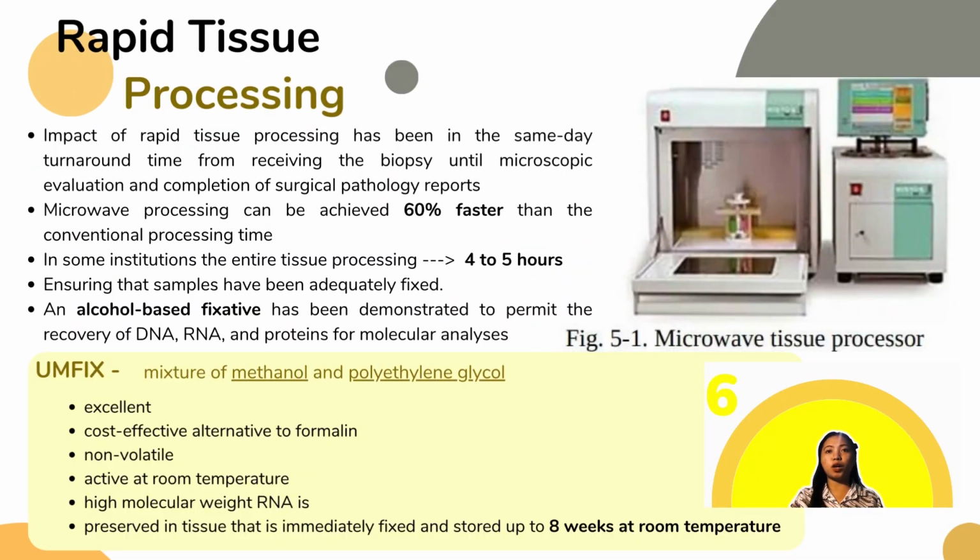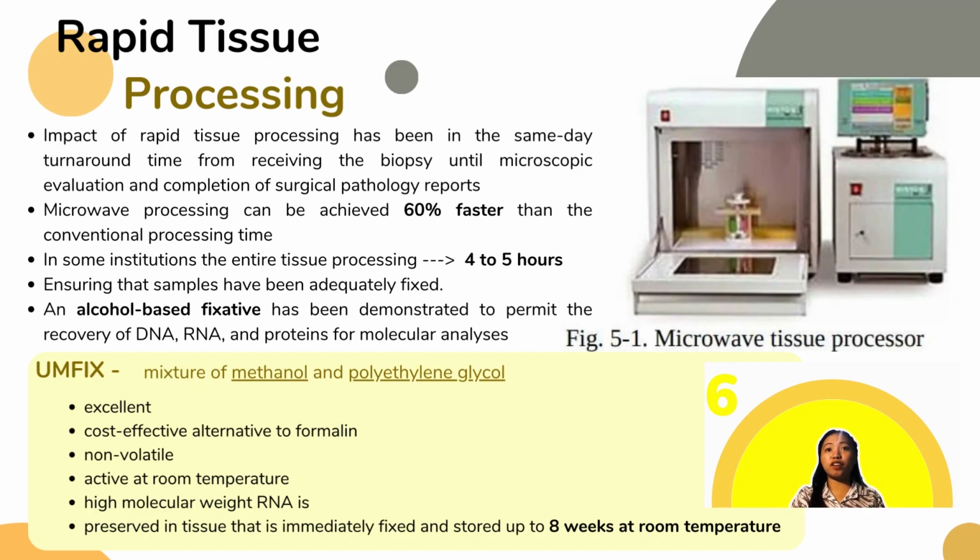The most dramatic impact of rapid tissue processing has been in the turnaround time from receiving the biopsy until microscopic evaluation and completion of surgical pathology reports, a significant departure from conventional surgical pathology practice. Microwave processing can be achieved 60% faster than conventional processing time, so that urgent cases can be signed out on the same day. In some institutions, the entire sequence of needle biopsy, tissue processing, slide interpretation, and immunohistochemistry for receptors has been carried out within about 4 to 5 hours.